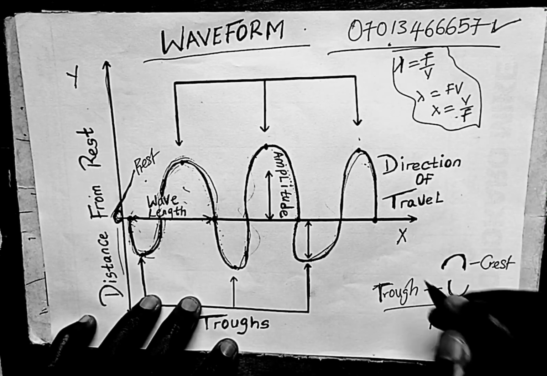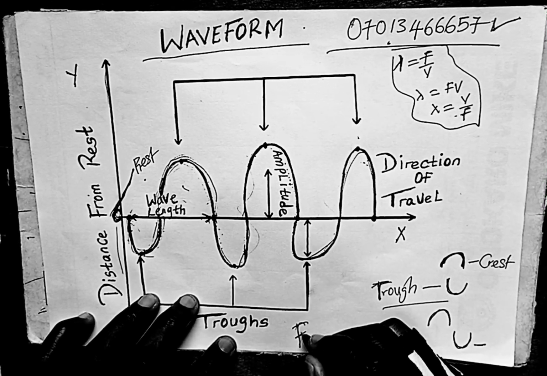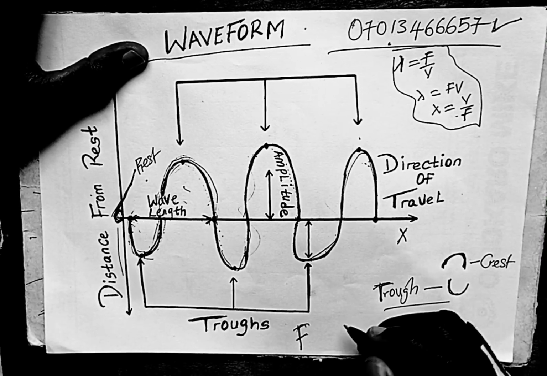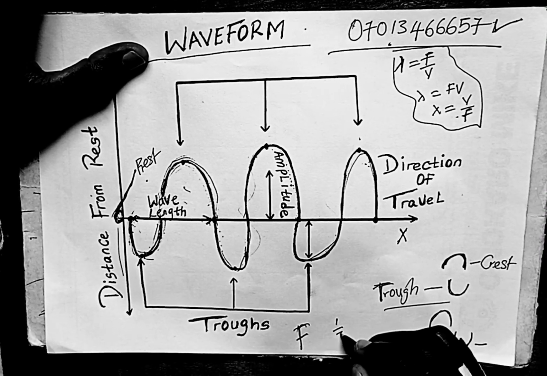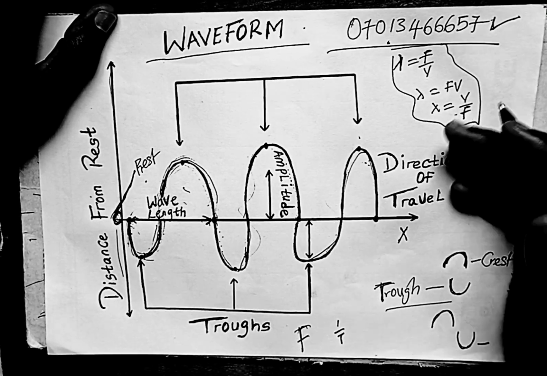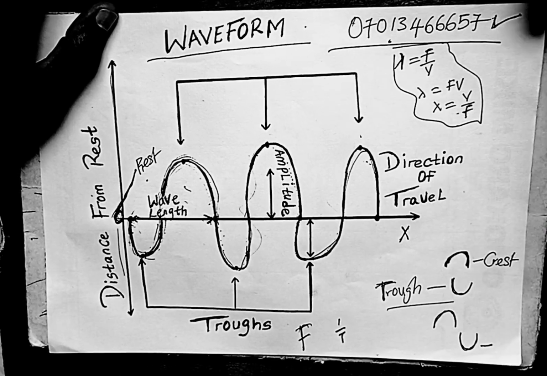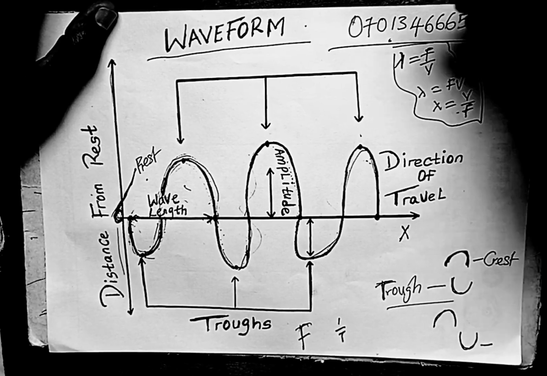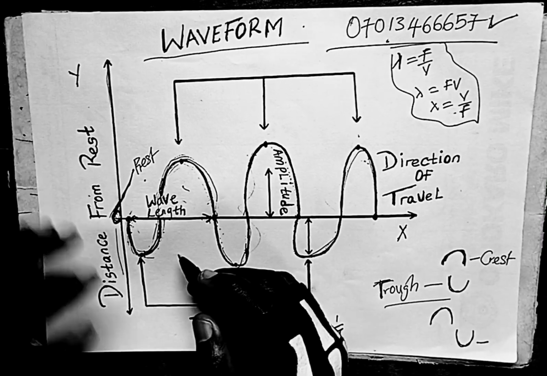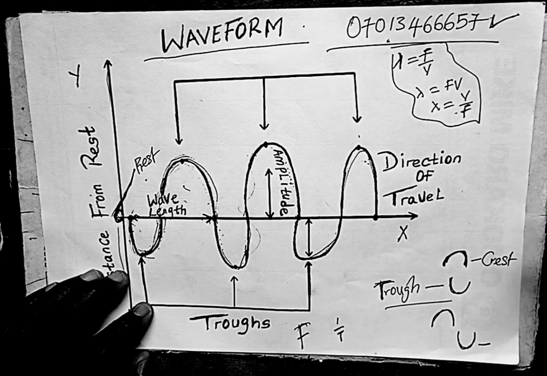Let's now look at frequency, F. Frequency can be defined as the number of oscillations per second. Usually 1 over time, or 1 over second. That is the formula. Some textbooks will tell you the number of particle vibrations per second. Some textbooks still tell you the number of cycles per second. So how many cycles per second is the frequency.